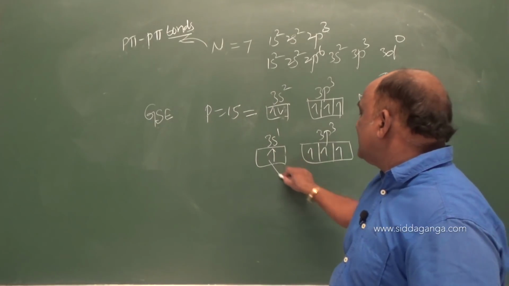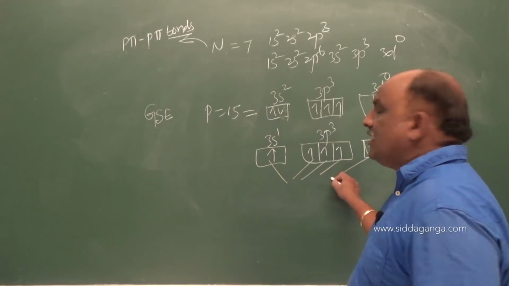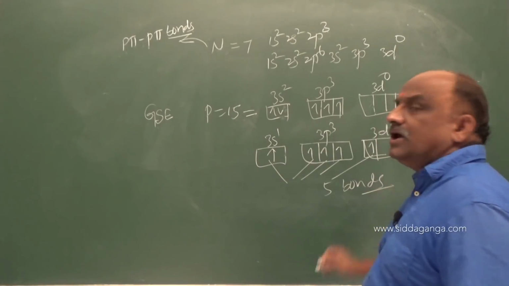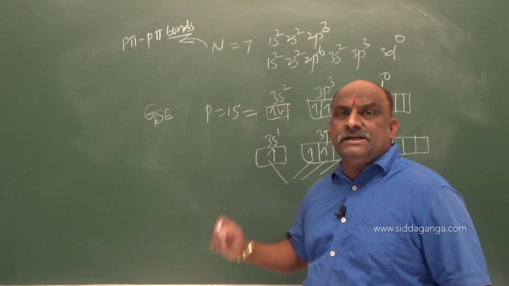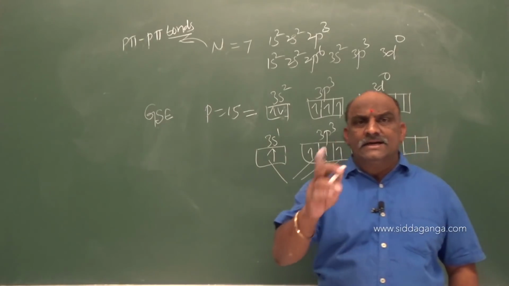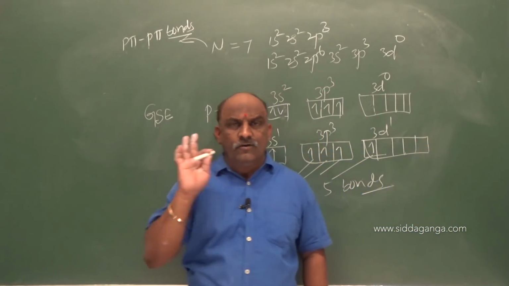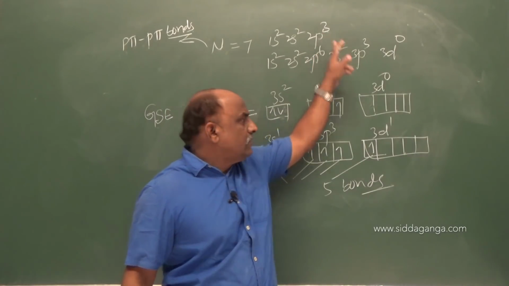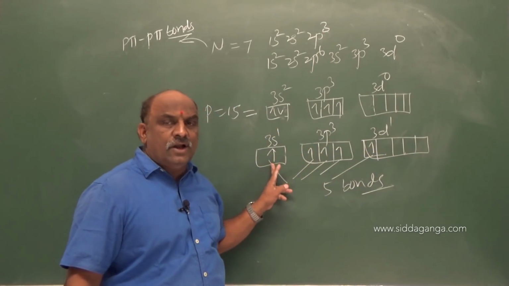So number of unpaired electrons: 1, 2, 3, 4, 5. 5 unpaired electrons, how many bonds? 5 bonds. Already I said that number of unpaired electrons is equal to number of bonds. 3 unpaired electrons, 3 bonds. 5 unpaired electrons, 5 bonds.